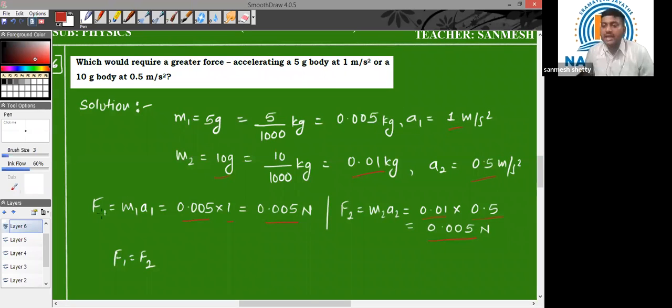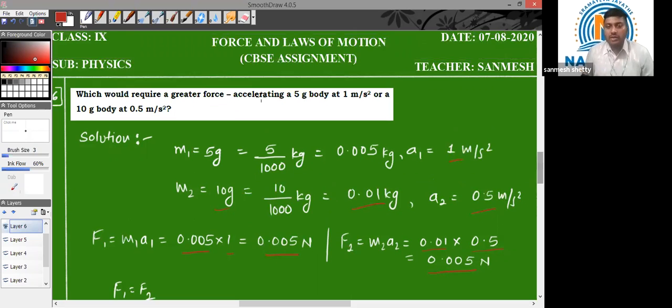So what do you see from here? F1 is equal to F2. So both the forces have equal magnitude. So the force which is required to accelerate a 5-gram body at 1 meter per second square is equal to the force which is required to accelerate a 10-gram body at 0.5 meter per second square.